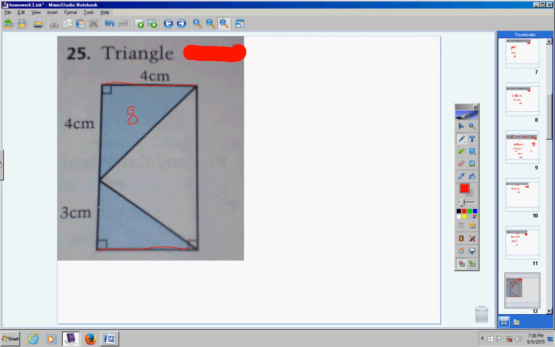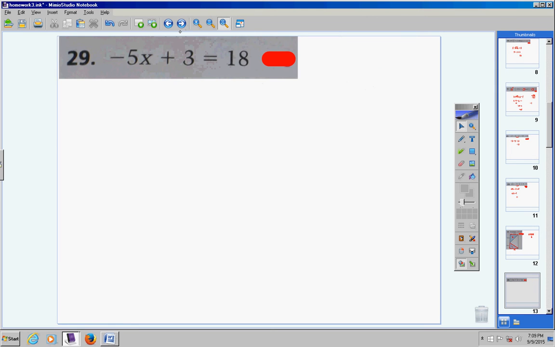So let's find the area of this triangle. Base is going to be 4. My height is 3. So the area of a triangle is 1/2 times base times height, which would give you 6. So the area of this triangle is 6. Add the two together, 8 plus 6, and you get 14 square centimeters. 14 square centimeters. All right, numbers 29, 31, 33, 35, and 36.